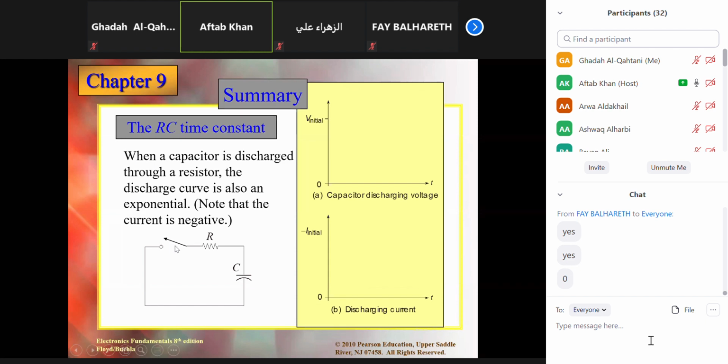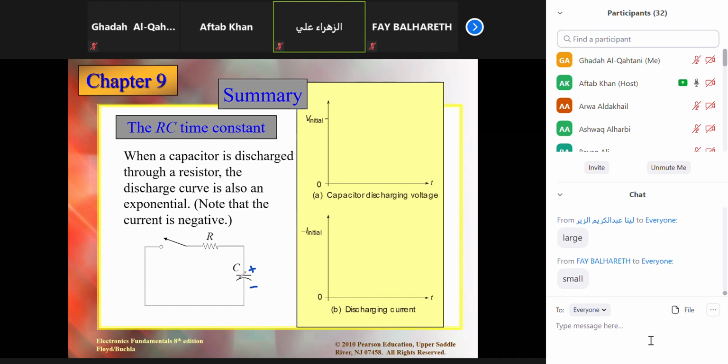Now initially this is open, so the charge is still there. So now can you tell me what will be the initial value of the charge across the capacitor? Will it be large or will it be small? Large, right? So it should be V initial. That is, the initial voltage across the capacitor will be larger. And what will happen, girls, as I close this switch?